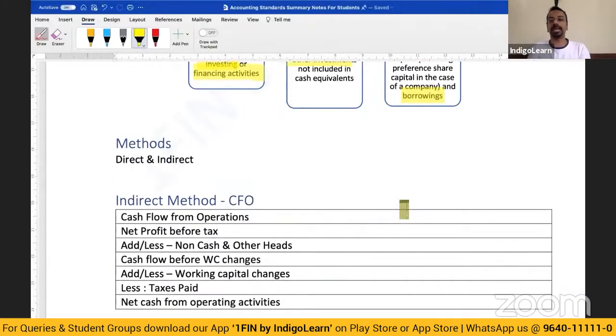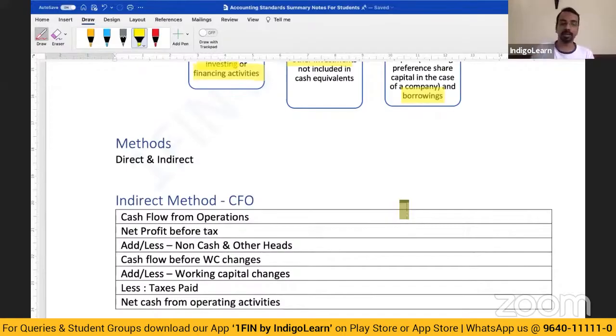Okay, now there are two methods, direct and indirect. Direct method is simply a summarization of your cash book. What are the receipts? What are the payments? Bucket them into proper heads. What you have received from the customers, what you have paid to the suppliers, what you have paid to the employees. That is a direct method.